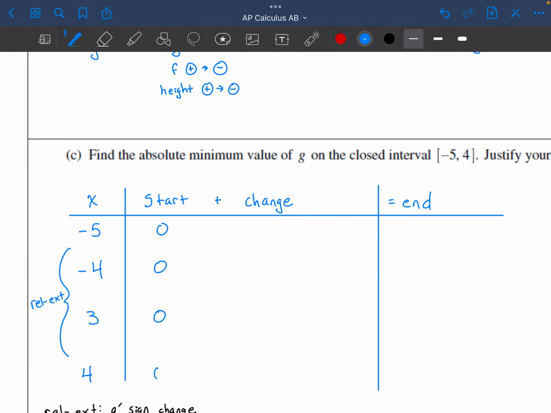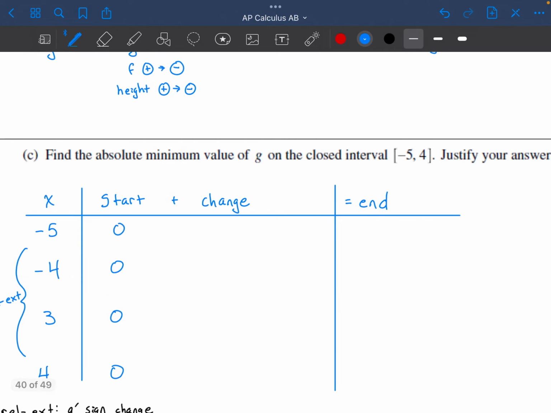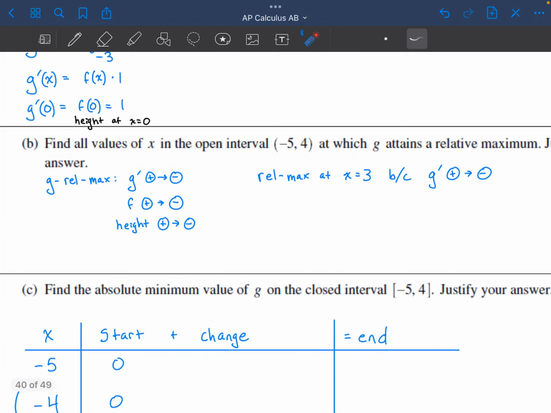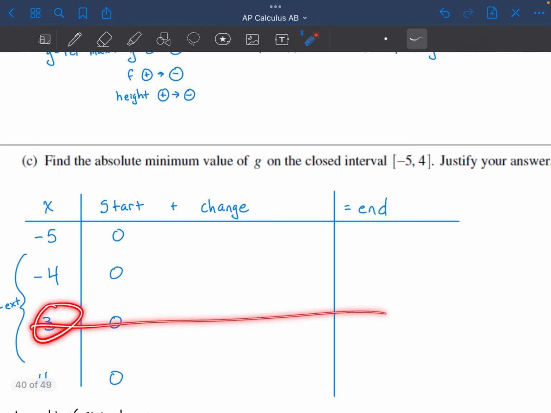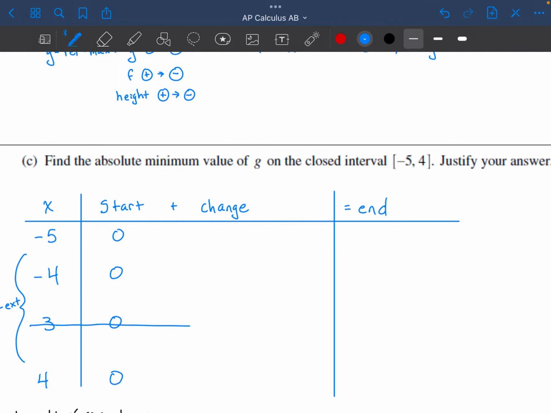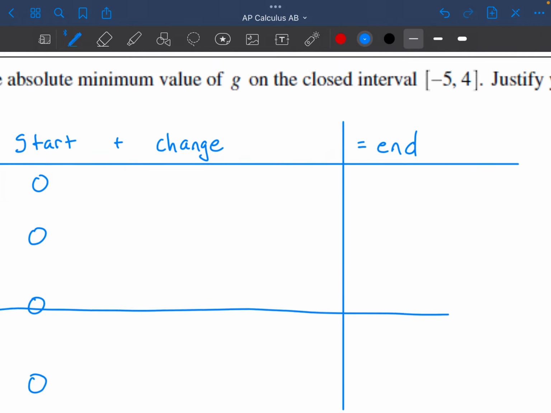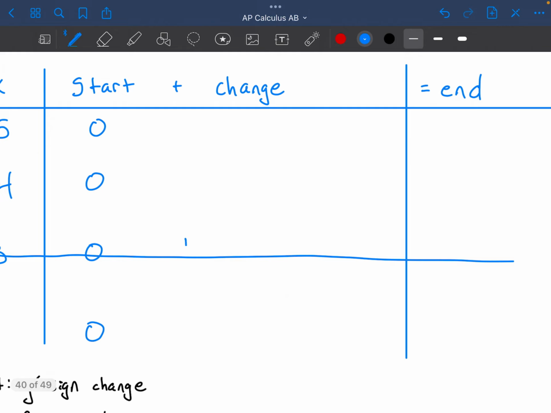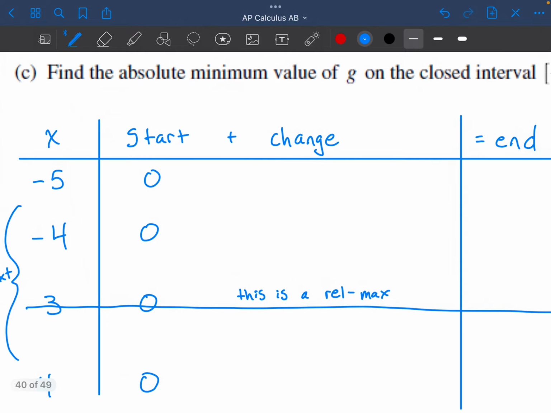0, 0, 0, 0. And I'm going to go ahead and eliminate one of these right now, because if we're looking for a minimum, then why would it make sense to include that maximum? We've already done the analysis back here that we get a relative max at x equals 3. So that means at x equals 3, that's a relative maximum. That's going to be out of the running for a minimum. So I'm going to go ahead and just cross this one out. And if you want to have an explanation in here, you can say something along the lines of, this is a relative max, which is the reason we're not going to calculate it. We do want to calculate all the other 3, though.